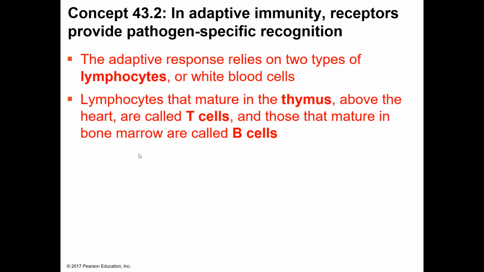So our adaptive response will rely upon two different types of cells that are described as lymphocytes. Remember, cyte means cell, and lympho, the lymphatic system. The more common name for this is white blood cells, or you might see this abbreviated WBC. So lymphocytes can be divided into two types, T cells and B cells.